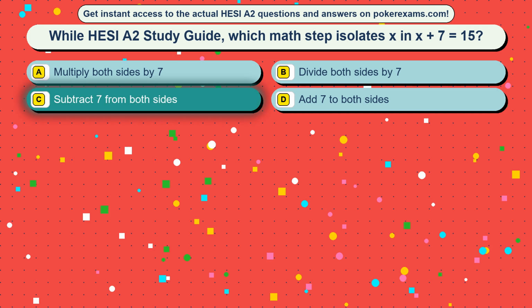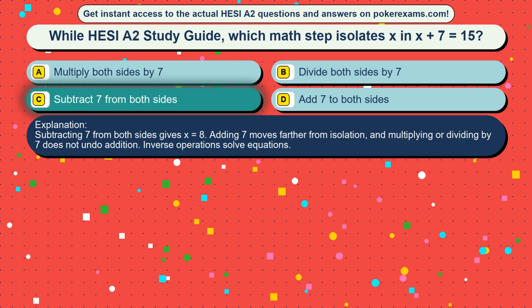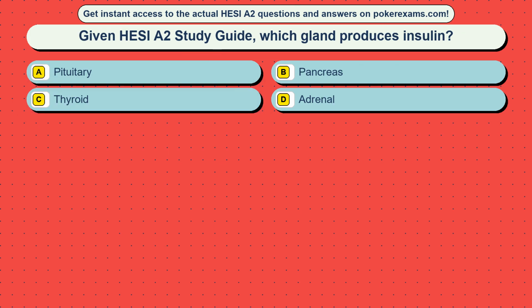The correct answer is option C, subtract 7 from both sides. Subtracting 7 from both sides gives x equals 8. Adding 7 moves farther from isolation, and multiplying or dividing by 7 does not undo addition. Inverse operations solve equations.